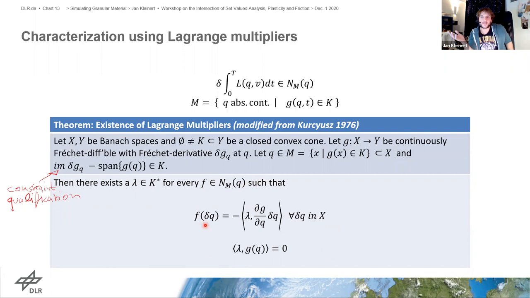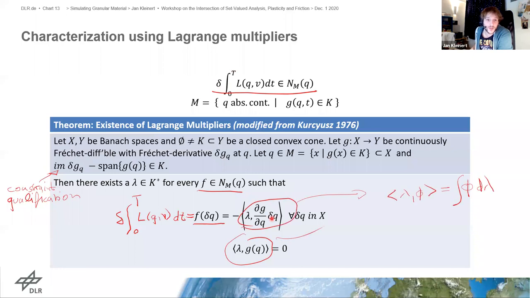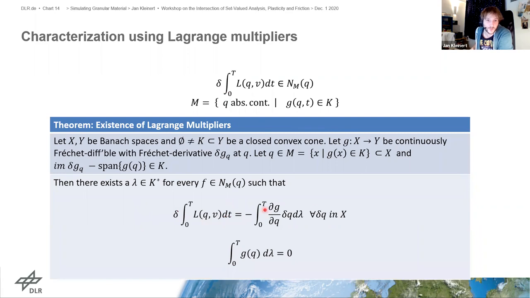Now, I've kind of made things worse, right? So this is much more abstract than I started out. So let me just dissect this theorem a little bit. So the first thing that we'll note is that there exists such a lambda for every F in the normal cone, and we know that the variation of the action integral is in the normal cone, so we can just plug this in here. We can apply the theorem to the variation of the action integral. The next thing that we can do is we have here some dual pairings, and we know we can write those as an integral over some measure. So let me do that. So I just plugged it in and wrote the dual pairings as integrals.